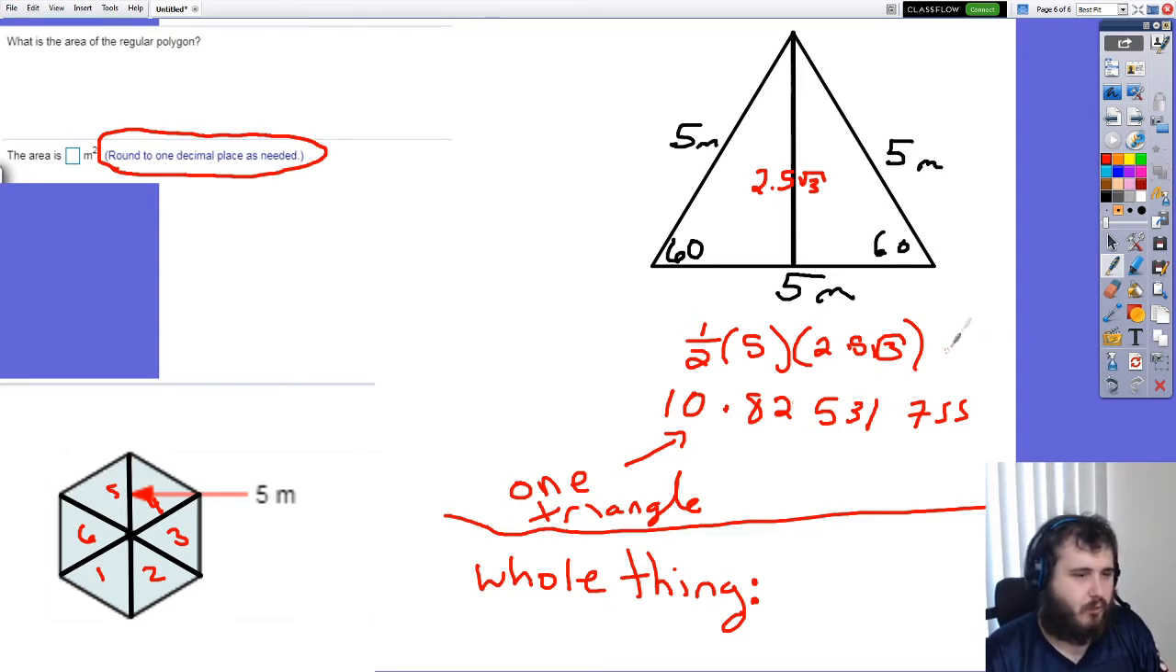So I've got my 1 triangle. My whole thing is 6 triangles, so let me just times 6. And the whole thing is approximately 64.95190528.